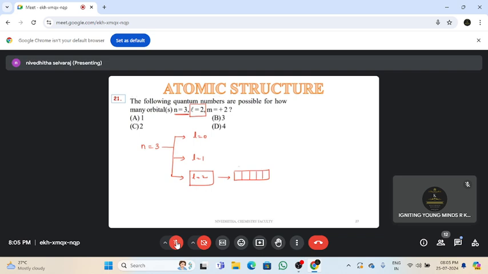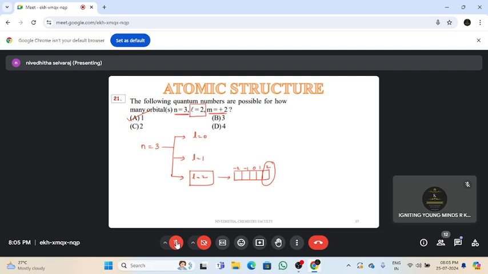And what is the magnetic quantum number of all those 5 orbitals? Minus 2, minus 1, 0, plus 1, plus 2. And they have mentioned the magnetic quantum number as just plus 2, right? So they have mentioned only one orbital. So answer is option 1. So n is equal to 3, l is equal to 2, and m is equal to plus 2. This quantum number is possible for only one orbital.